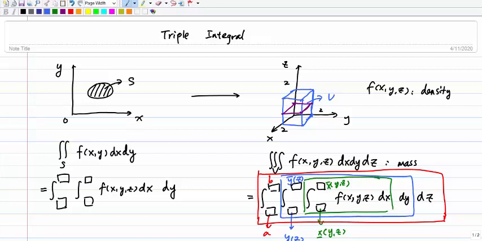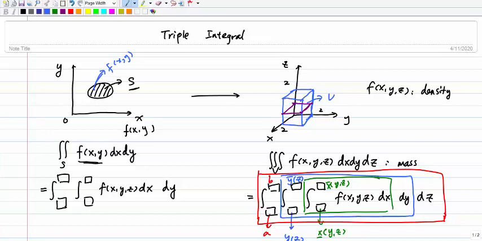A double integral is basically talking about integration over a certain area. Here S is the area we want to integrate over, and f(x,y) is a function defined for any point here. So we define f(x,y) and associate it with each point.